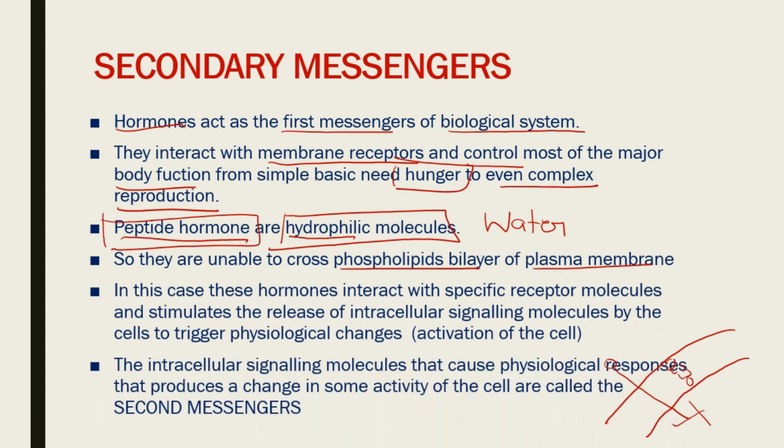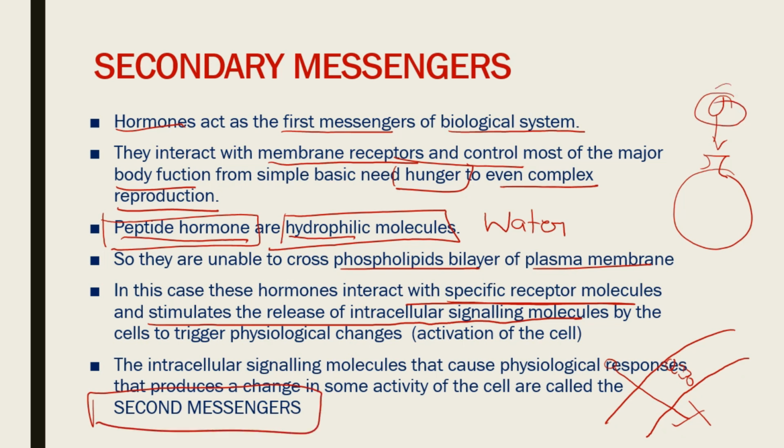So for that, in this case, these hormones interact with the specific receptor molecules. यानी कि सेल पे specific receptors होते हैं जो हार्मोन से जाके अटैच हो जाते हैं and they stimulate the release of intracellular signaling molecules by the cells and they trigger the physiological changes like they activate the cell to do that function particularly, and this intracellular signaling molecule that causes the physiological response that produces a change in some activity of the cells are called secondary messengers.